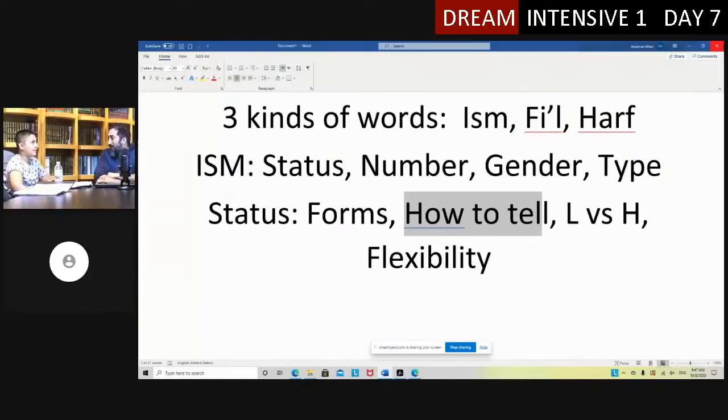So huwa huma hum. Hum is hum or him. Sometimes him, it sounds better. Hiya is ha. You remember that? Huma is still huma, and then hunna is hunna. Basically, yeah. Very good.